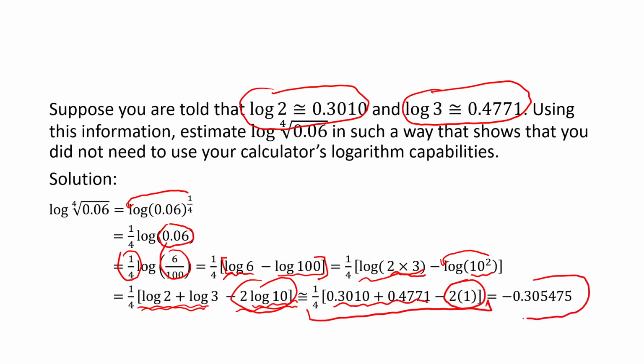And I don't need a calculator's logarithmic capabilities to tell me that the answer there is negative 0.305475. Now, the initial two values of log 2 and log 3 were approximate, so that is just an approximation of the log of the fourth root of 0.06, but it's a pretty good one.